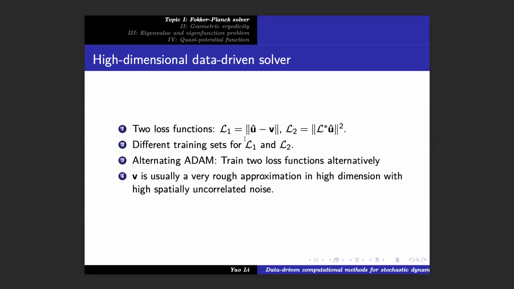So how can you train these two loss functions? The simplest trick is that you can just do this alternating Adam, which means that you train the two loss functions alternately. You move one step with L1 and another step with L2, and then we use the fact that this Adam optimizer is basically almost scaling free. So it turns out that here we can tolerate lots of error, lots of uncorrelated noise.